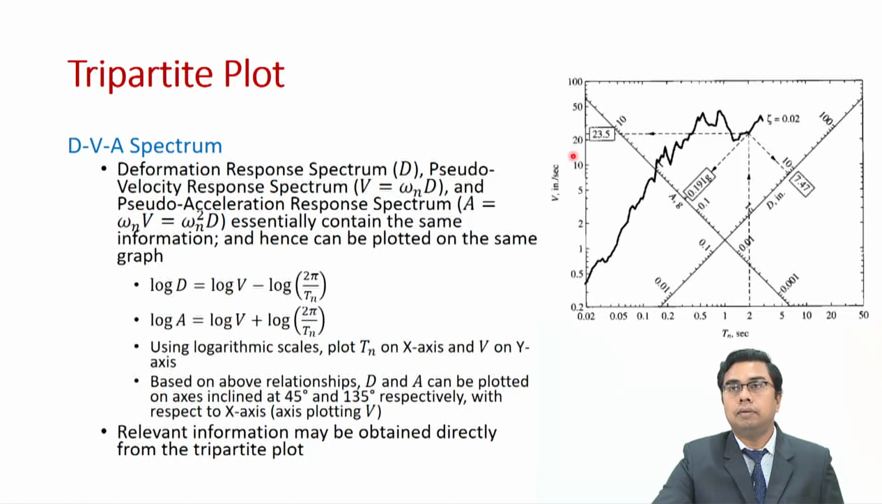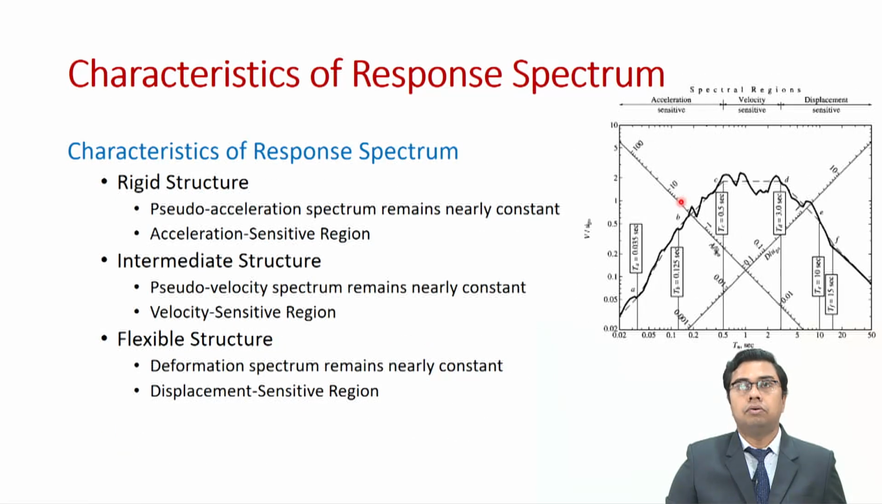Once we are able to plot all of these quantities on the same plot, this plot is called the tripartite plot, and the relevant information may be obtained directly from this plot. Suppose we have a single degree of freedom system with a natural period of 2 seconds, and we go to the plot. From here we can say what would be the value of peak deformation, peak velocity and peak acceleration.